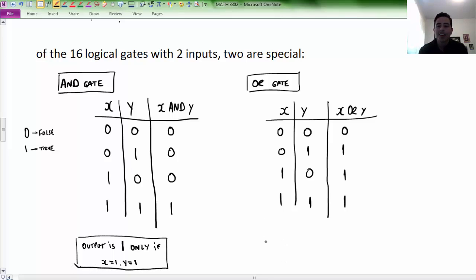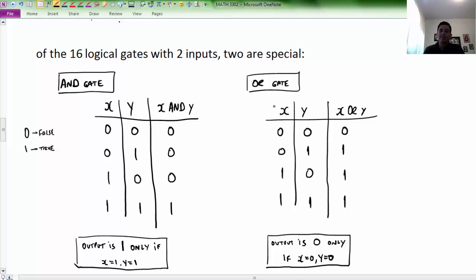Okay. And then the OR gate, the output is 0 only if x is 0 and y is 0. That describes the OR gate. Okay.